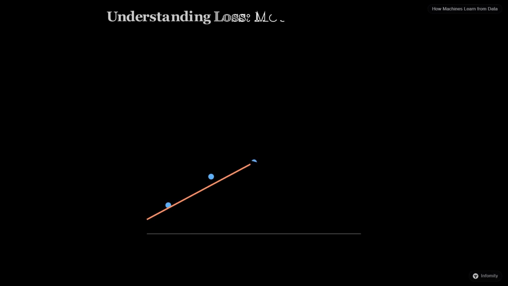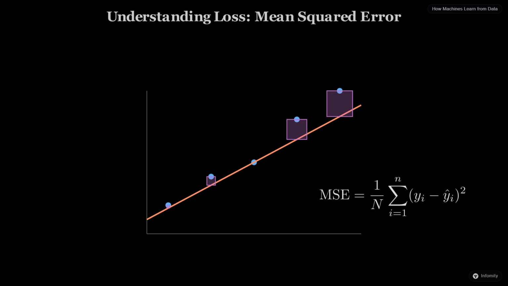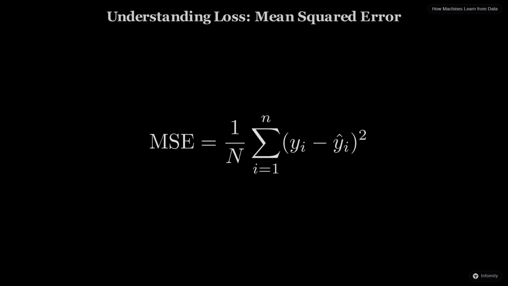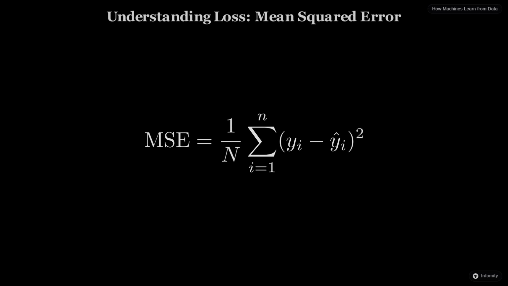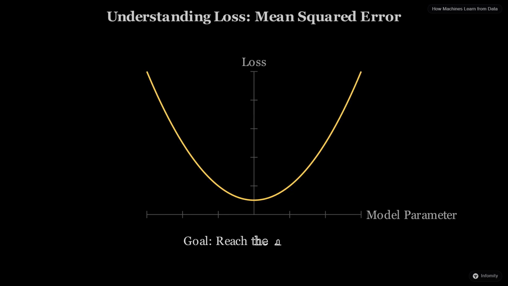One common loss function is the mean squared error, or MSE. For each data point, it calculates the difference between predicted and true value, then squares this difference. Squaring prevents errors from canceling and penalizes larger errors more. Finally, it averages all these squared differences. This gives a single number representing the model's overall error. Our goal is to find model parameters that result in the smallest possible mean squared error.